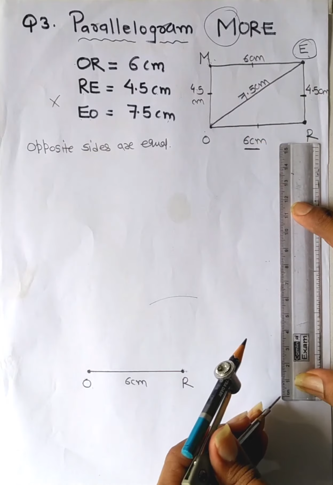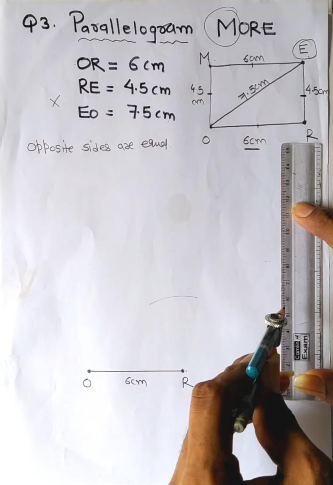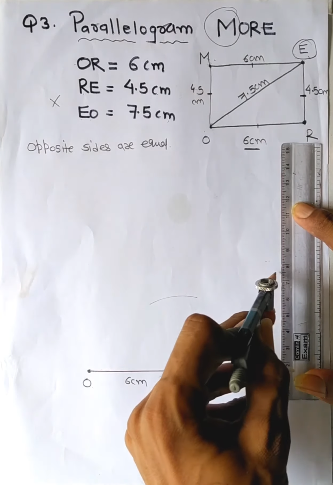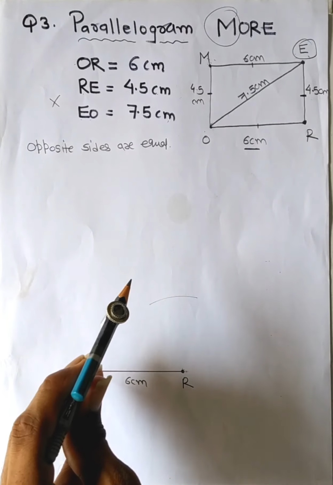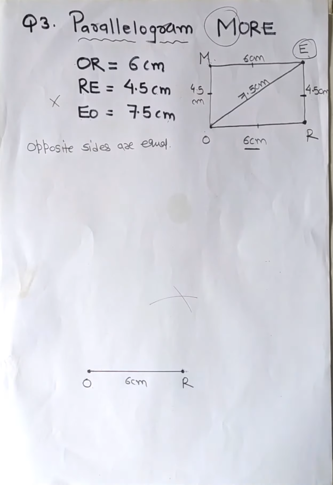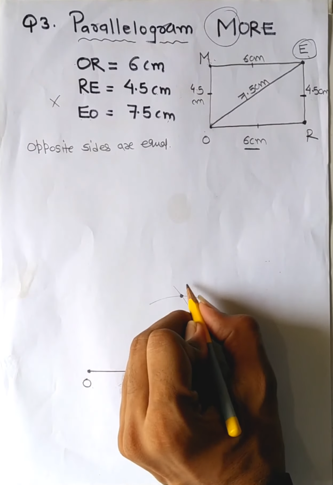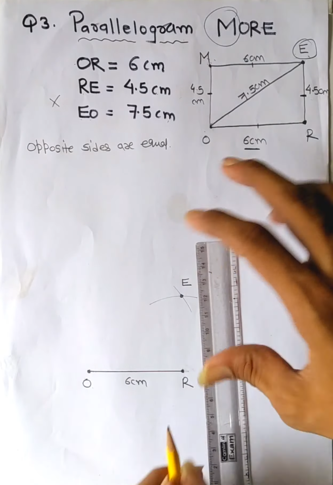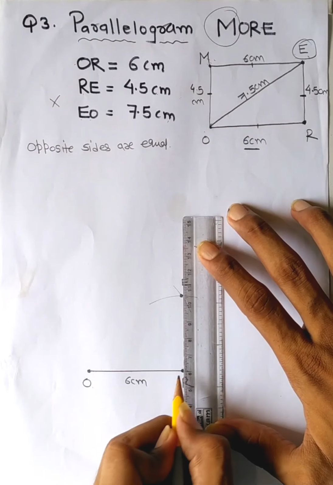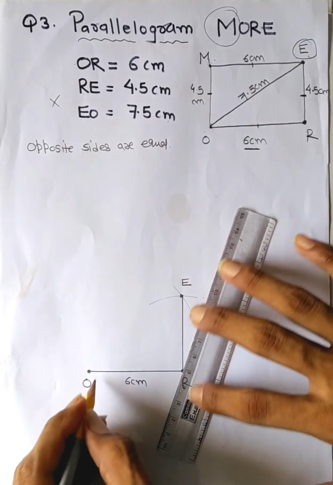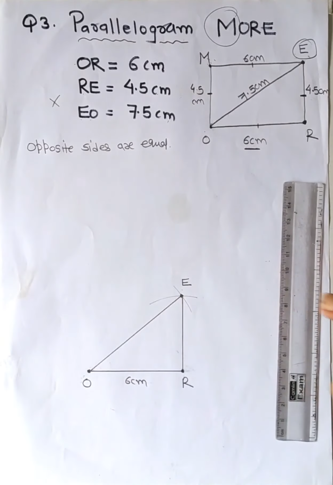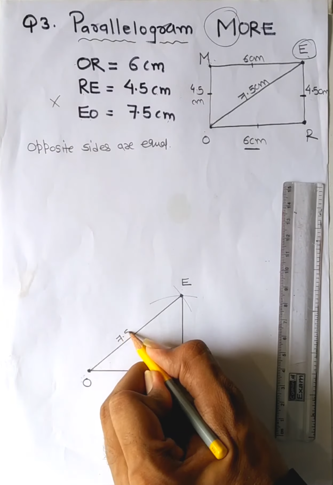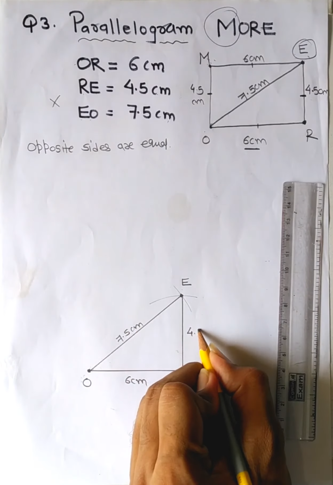So again I am taking the measurement 7.5. Very carefully you take 7.5, and taking O as a center, I will draw an arc which will intersect the previous one, and that will give me my point E. So I will complete this by drawing RE and OE. So half completion of the figure is over. This is 7.5 centimeter and this is 4.5 centimeter.